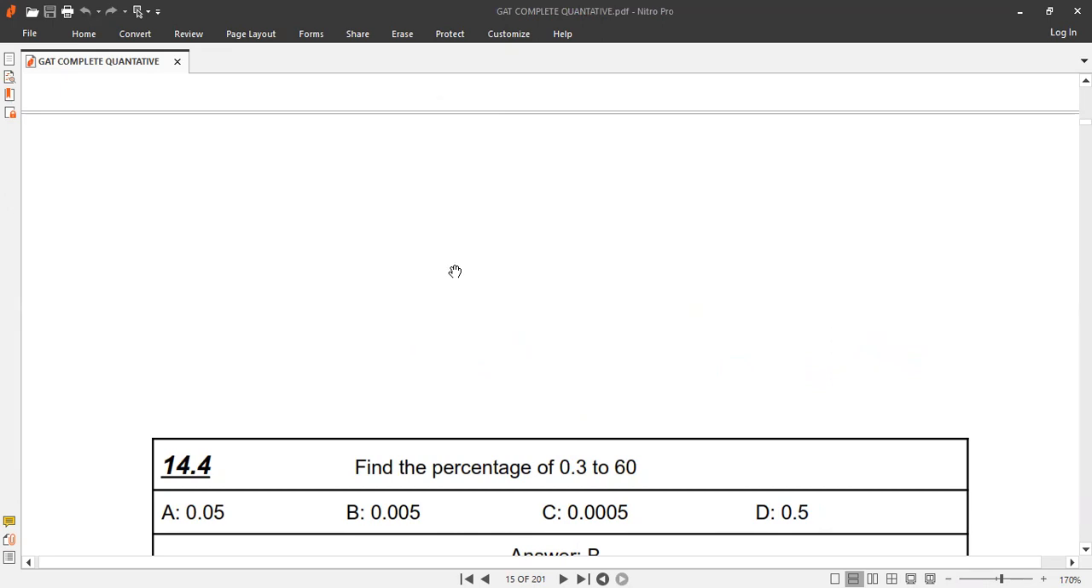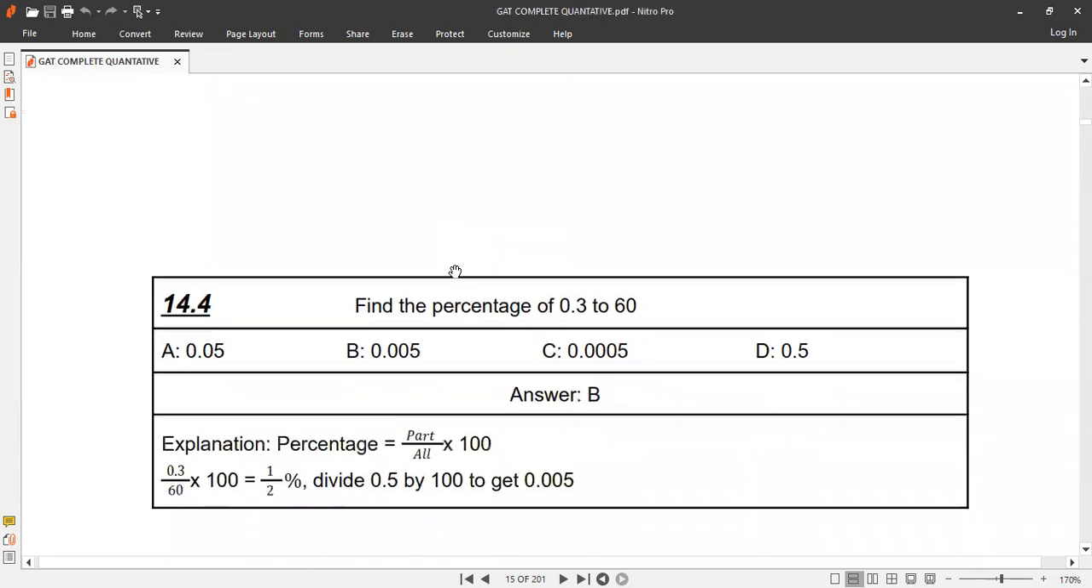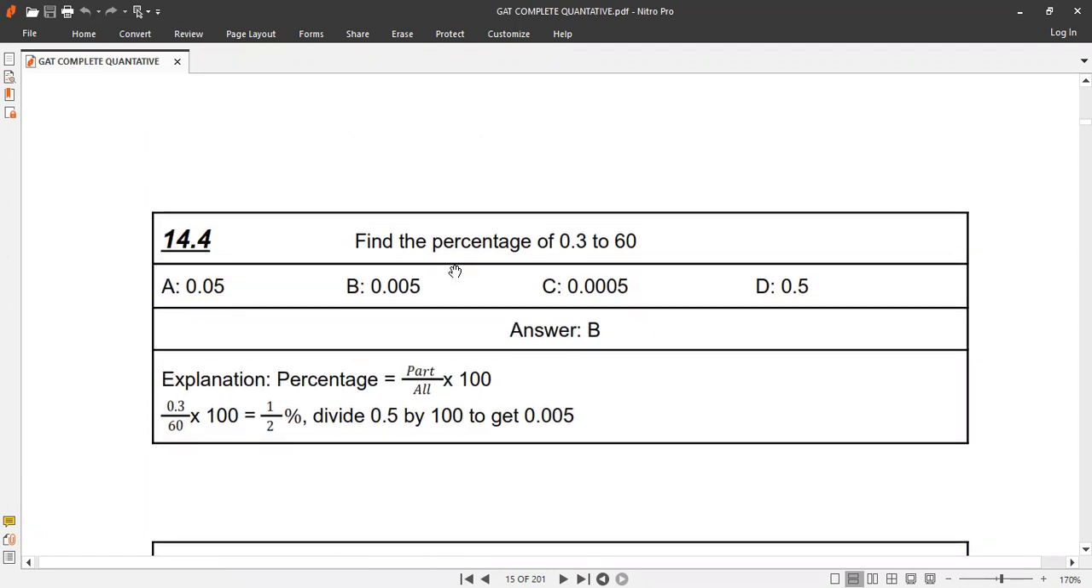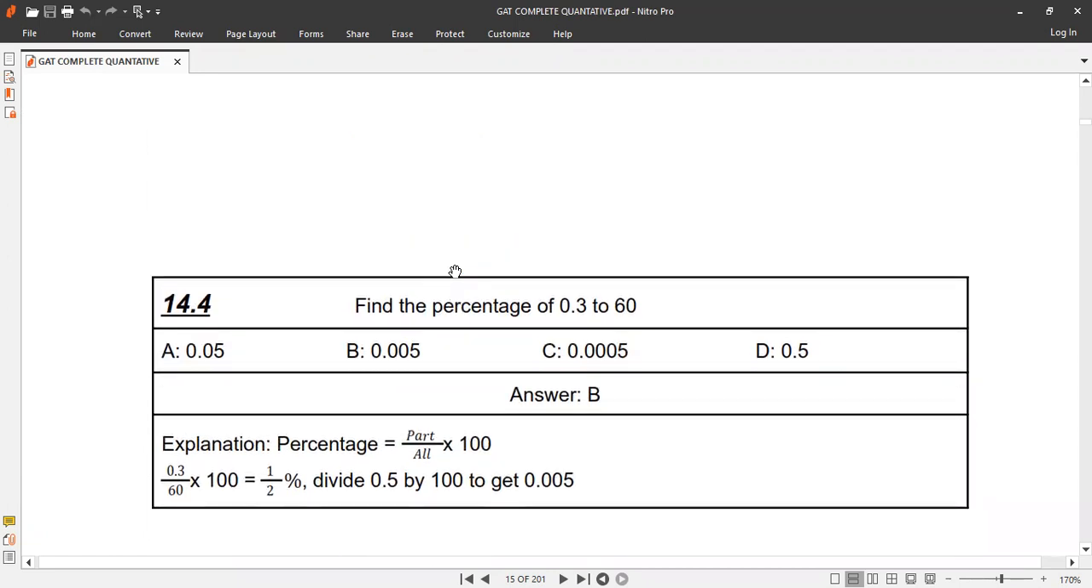Now let's go to another question. Oh, there's a missing part. After you find the percentage, find the percentage. Oh, we need to, sorry, here the answer, as I mentioned, 0.5%. But they want it as decimal.